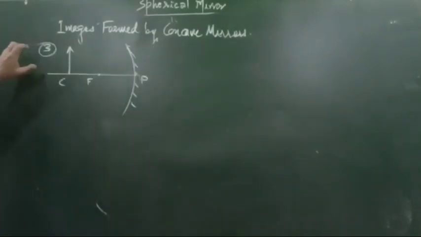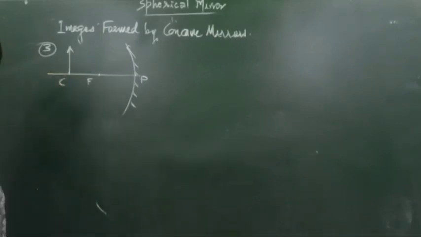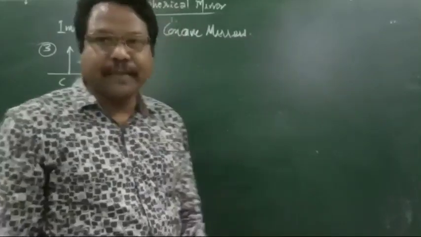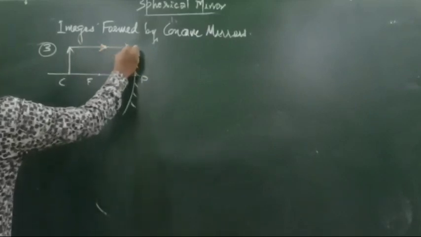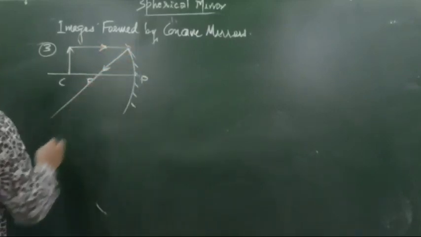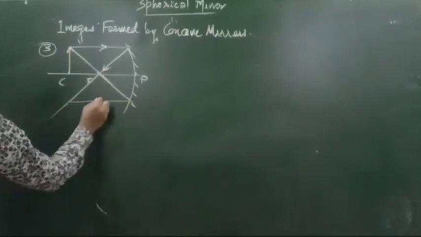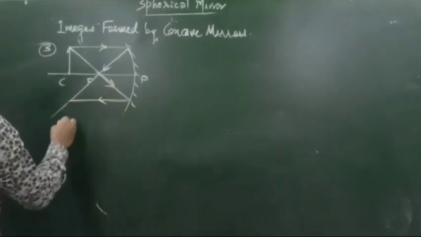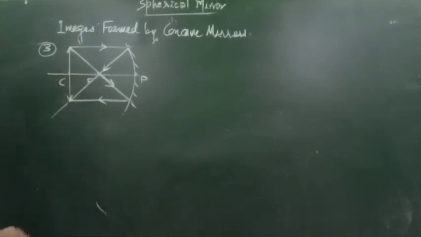In the image formation, the third case is what? We have the object kept at what? The center of curvature. Now, from here, a ray incident parallel will pass through the focus, and a ray which passes through the focus would become parallel after reflection. So these two rays are meeting here. So you have an image formed exactly at the center of curvature.